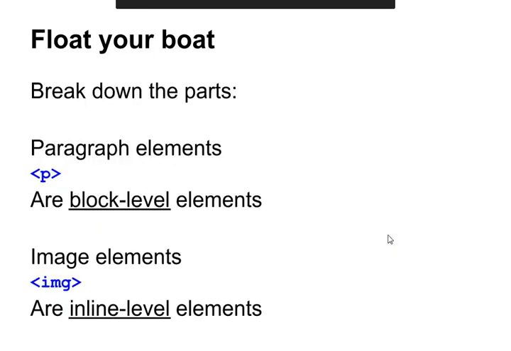So paragraph elements are what are called block level elements, and image elements are what are called inline level elements. So we're going to look at the difference between the two to figure out how we can use CSS to blend them visually.